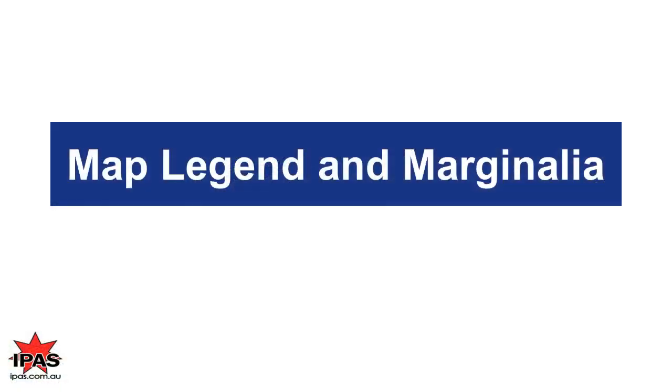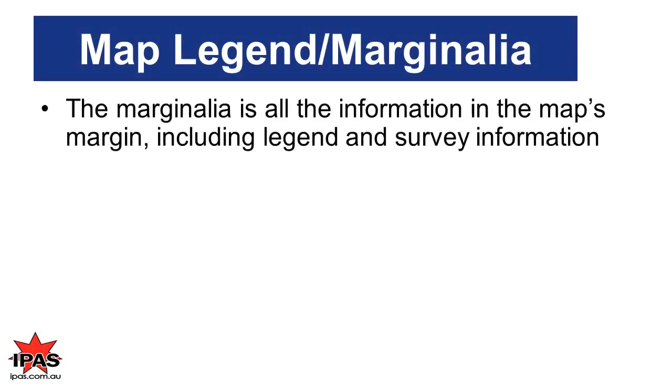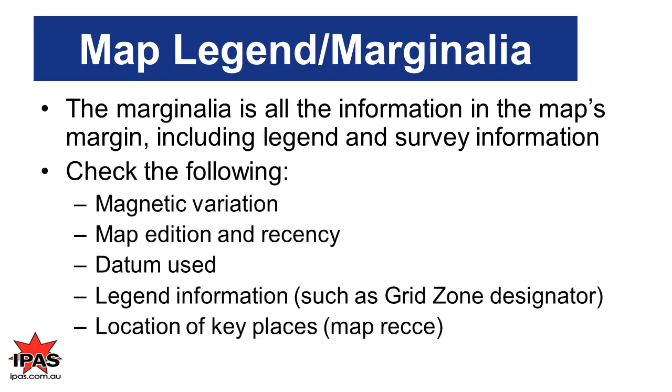Let's now look at Map Legend and Marginalia. Now the Map Legend can provide you with lots of great information. And the Marginalia is all the information in the map's margin, which includes that legend and any survey information. So, things to check when you're looking at a map. Well, first of all, you should be checking the magnetic variation, and for the most part, if you've been using maps for a couple of years, you'll know what it is in your local area. It only changes by a small percentage of a degree each year.